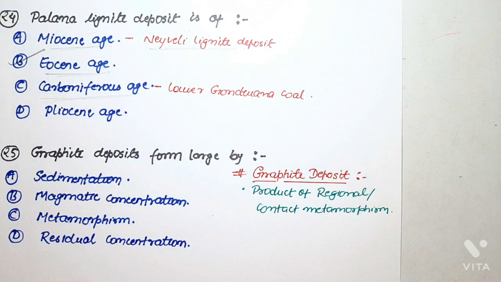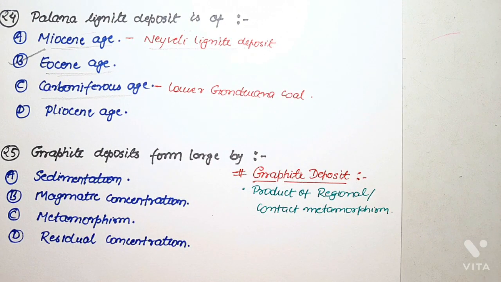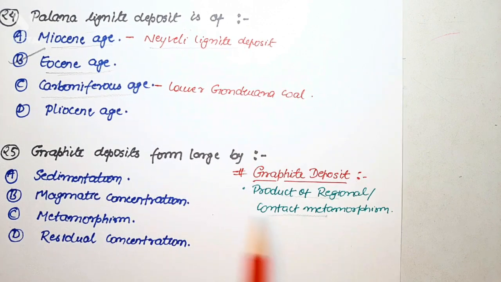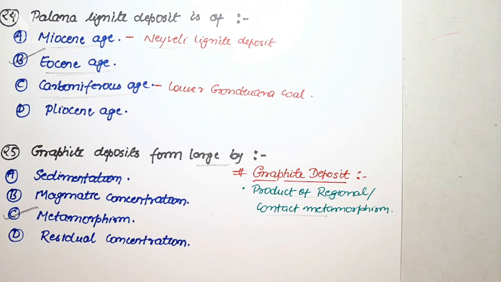Next question is, graphite deposits form largely by. So graphite is mainly found in metamorphic rocks like gneisses, schist, marble, quartzite and altered coal beds. And graphite deposit is a product of regional and contact metamorphism. So from here itself it is clear that graphite deposits form largely by metamorphism. So the correct answer of it will be metamorphism.